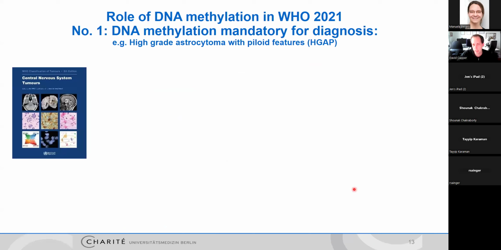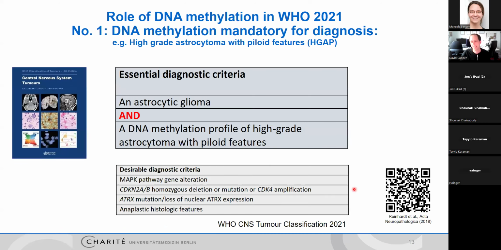Now within the WHO classification, there are different roles that DNA methylation has found its way into. One is that for two tumor classes that were newly discovered using the DNA methylation profile, no other methods have been developed to identify these tumors. Still, the WHO decided that these tumors should be included in the new WHO classification. And so there is an essential diagnostic criterion: you have to perform a DNA methylation profile if you want to diagnose one of these specific tumors. This is, for example, the high-grade astrocytoma with pilocytic features. That's something very specific that makes it necessary to use DNA methylation as a technique if you want to diagnose this type of tumor.